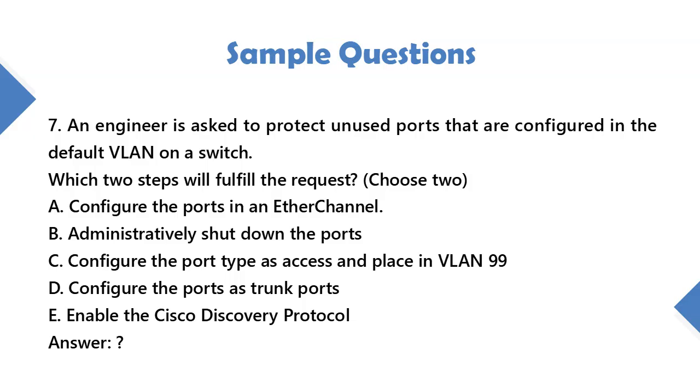7. An engineer is asked to protect unused ports that are configured in the default VLAN on a switch. Which two steps will fulfill the request? Choose 2. A. Configure the ports in an EtherChannel. B. Administratively shut down the ports. C. Configure the port type as access and place in VLAN 99. D. Configure the ports as trunk ports. E. Enable the Cisco Discovery Protocol.